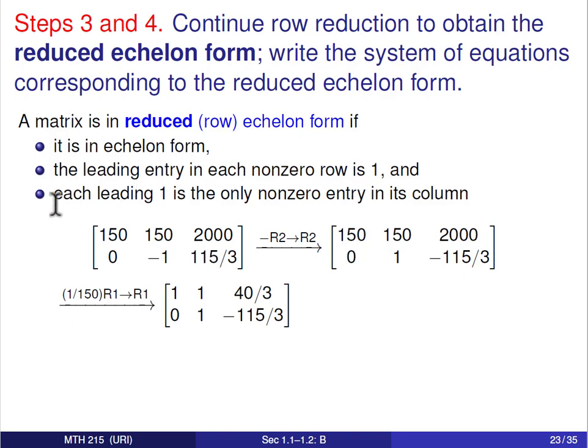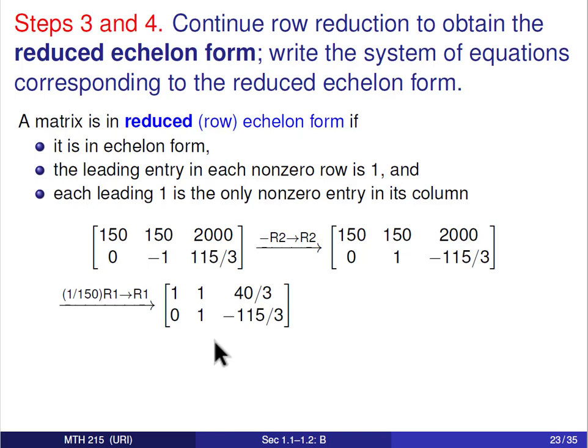Now the last thing to check is that each leading 1 is the only non-zero entry in its column. We'll take a look at this one, and it is the only non-zero entry. Everything else in that column is 0. In the second row, though, our leading 1 is not the only non-zero entry. I see a 1 above it. The point is, to be in reduced echelon form, you need to have zeros not only below the leading entries, but also above the leading entries. So I need to make sure that this 1 gets changed to a 0 through some operation.